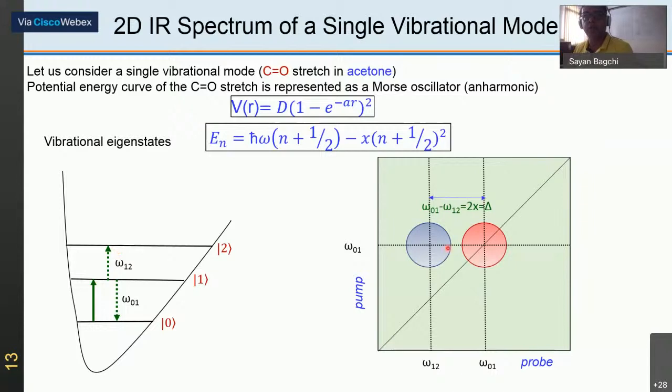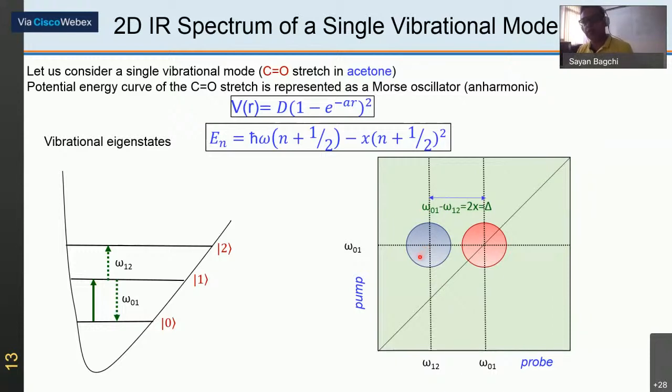So now you see the pump pulse involves 0 to 1, that means omega 0,1 frequency, and the probe pulse involves omega 1,2. As we know, because real molecules are anharmonic oscillators, this frequency will be less. So if the frequency increases to the right, my peak will be towards the left of the red peak. So that is my 1-2 transition peak, which is probed by the probe pulse.